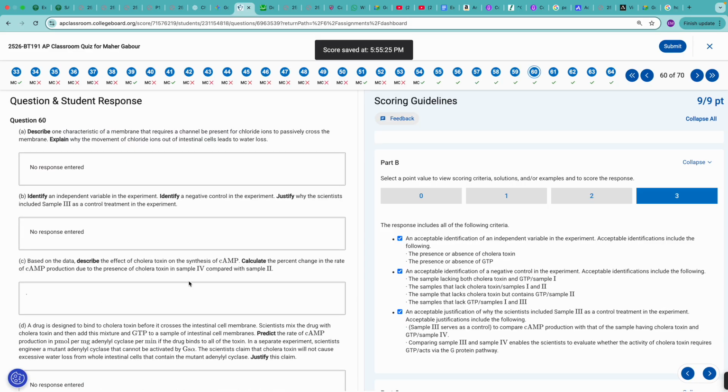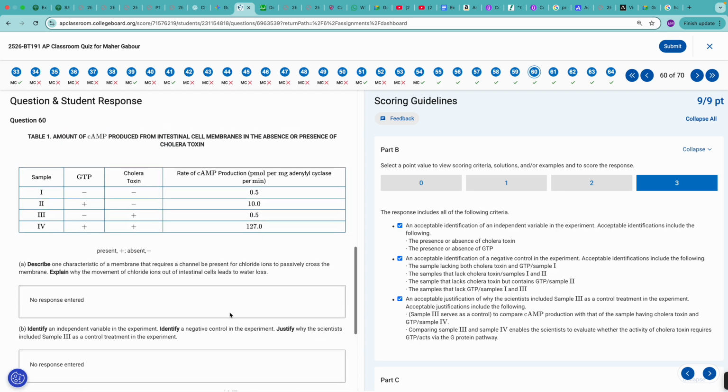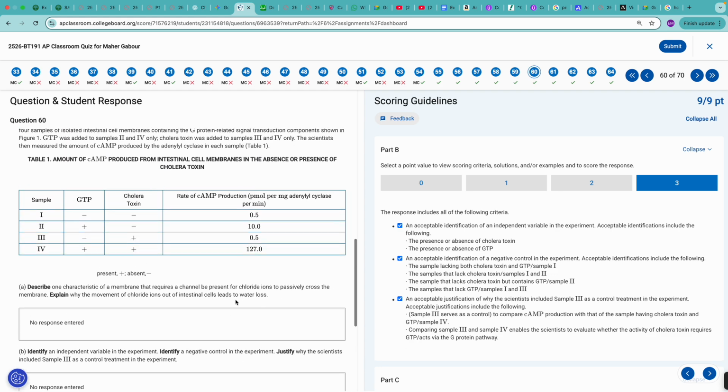And justify why the scientist included sample 3 as a control. So basically here we have GTP and we don't have GTP, and we have cholera. Control to compare cyclic AMP production with that of the sample having cholera toxin and GTP, sample 4. Wait guys, give me a second.